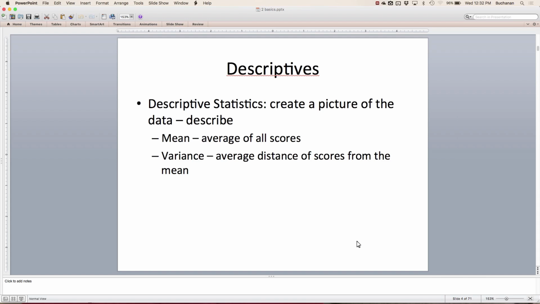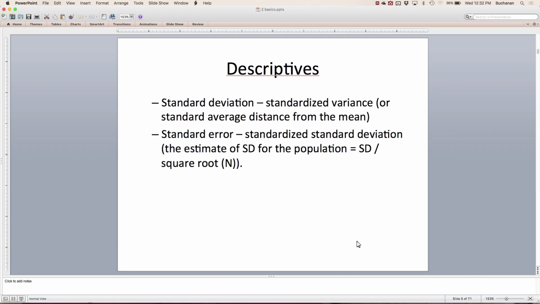Variance is kind of a pain, though, because it is squared. We're not going to do a whole lot of formulas. But the problem with using variance is that it's a squared distance, for lots of mathematical reasons, and that's hard to interpret. So instead, we're going to use standard deviation. Standard deviation is a standardized variance. It's still the average distance from the mean, but it's not squared anymore, so you unsquare it. We're also going to use standard error. Standard error is the standardized standard deviation. So think about this: variance is variance, then you have the standardized variance, the standard deviation.